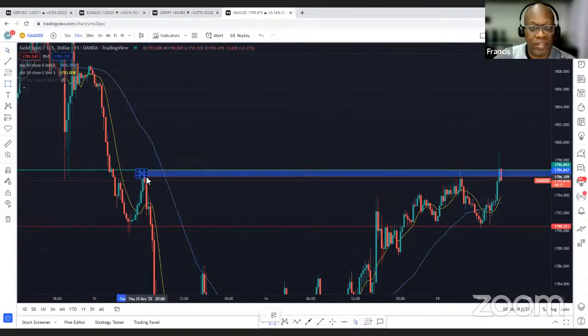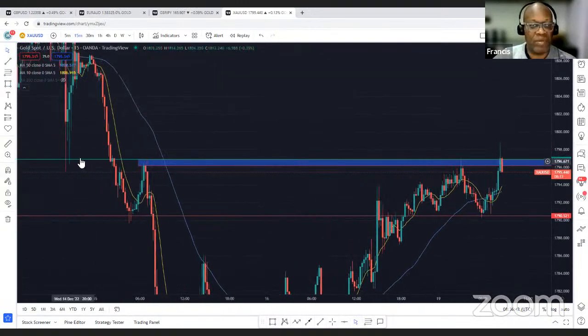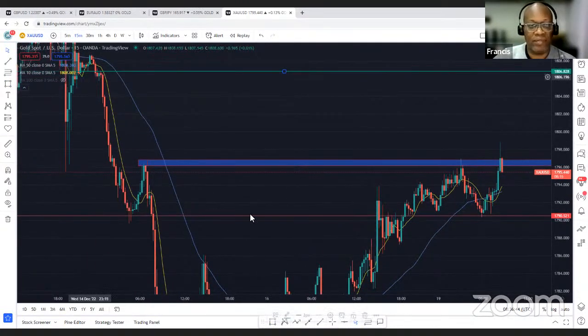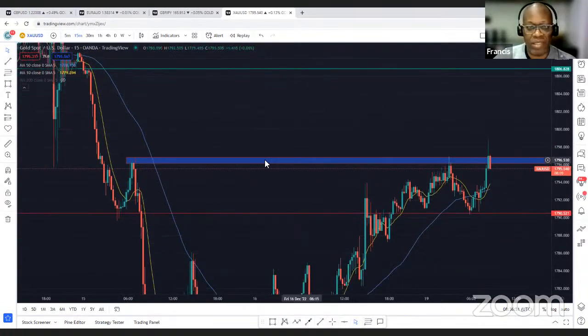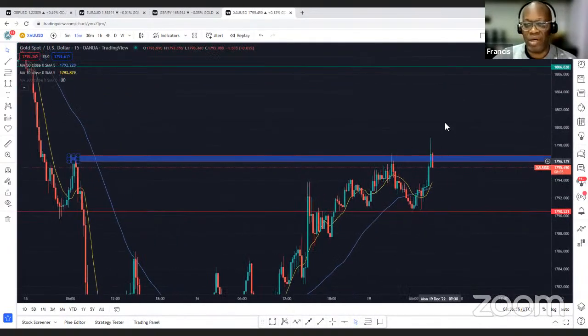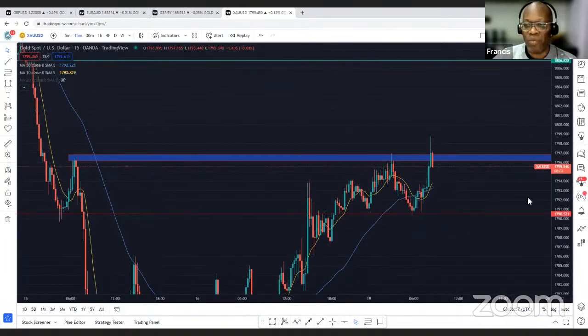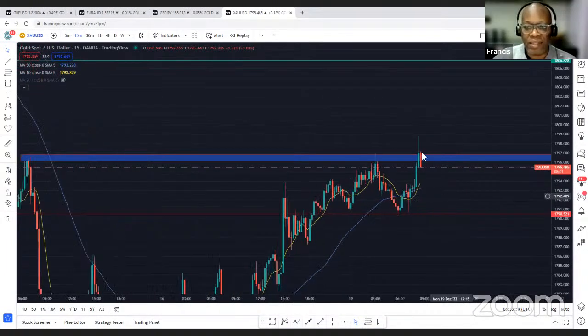Let's do this. So that's basically what I am looking at. Once it breaks this blue box, this rectangle I have drawn, decisively to the upside, then one can confidently enter that trade. Until then, we have to just wait for it to do what it wants to do.